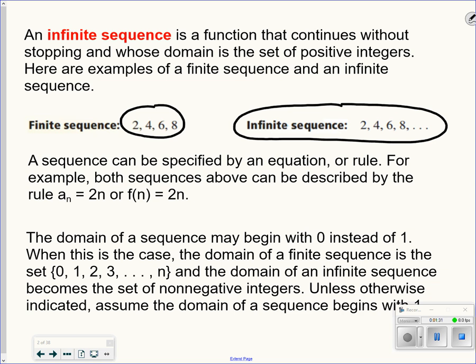Now, and this is going to be a little bit more challenging, a sequence can be specified by an equation, meaning there's a rule to this particular sequence. Both sequences above can be described by this notation. That's the way we're going to probably read it.